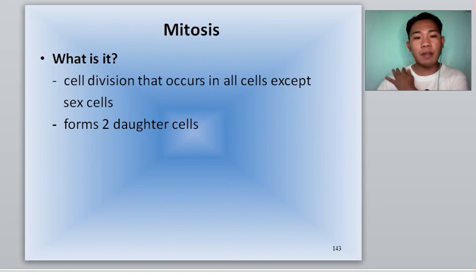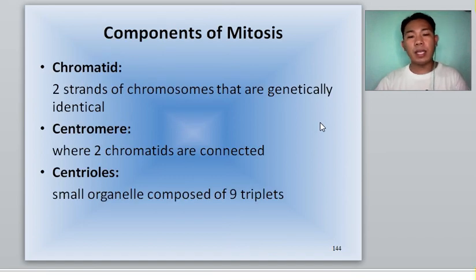One type of cell division is mitosis. Mitosis is a cell division that occurs in all cells except for gametes. It will form 2 identical daughter cells. The components of mitosis are chromatid, centromere, and centrioles. When we say chromatid, these are 2 strands of chromosomes that are genetically identical. And the centromere, where the 2 chromatids are connected, usually in the center.